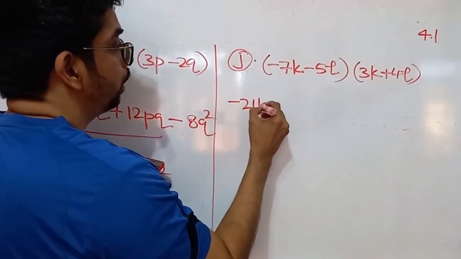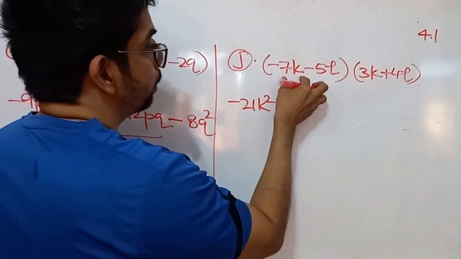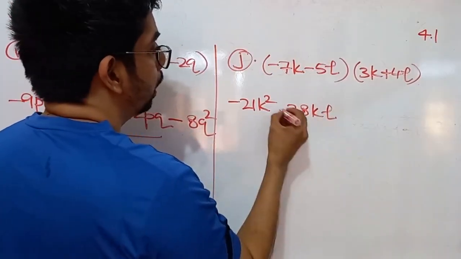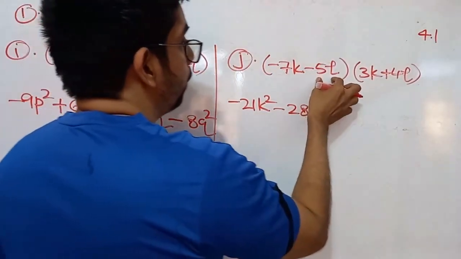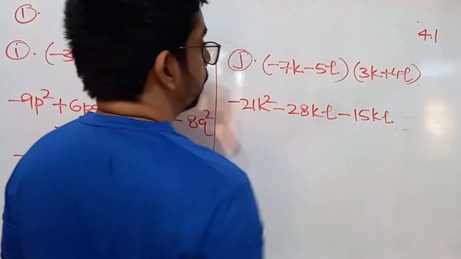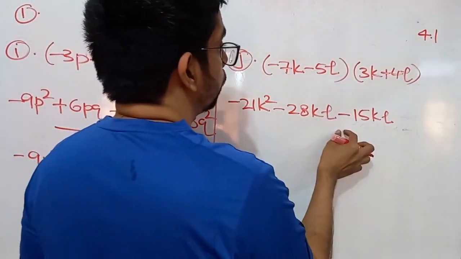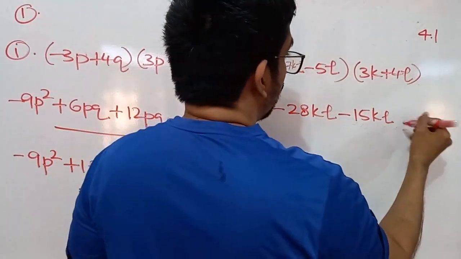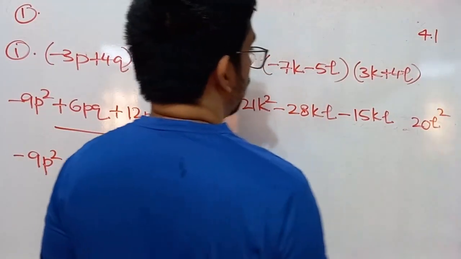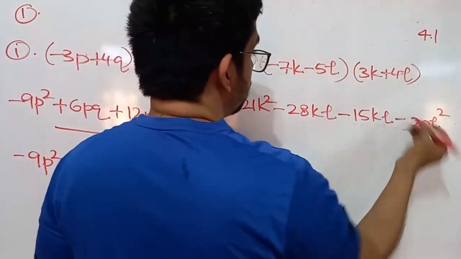Negative 21k squared. 7k into 4l, that is 28kl negative. 5l times 3k, that is 15kl, that is also negative. Negative into negative, negative. 5l times 4l, that is 20l squared. Negative into positive, that is negative.